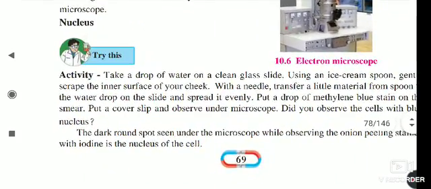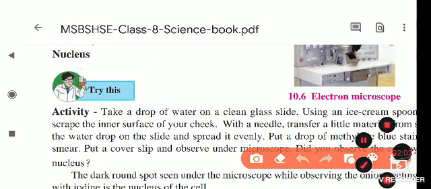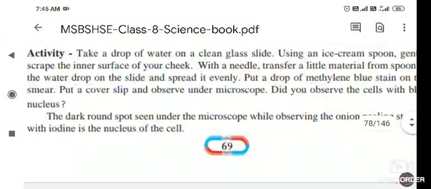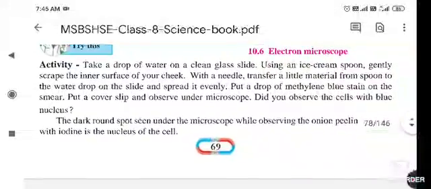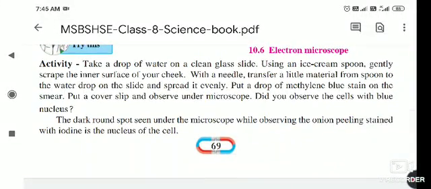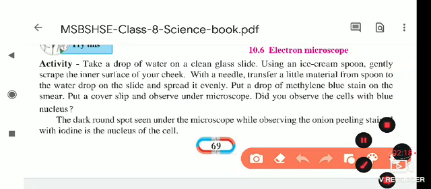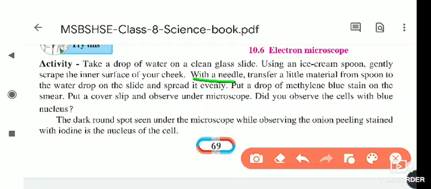The next activity, nucleus. To understand the structure of the nucleus, here they gave us one activity. Take a drop of water on a clean glass slide. Using an ice cream spoon, gently scrape the inner surface of your cheek. Then transfer a little of that material from the spoon to the water drop.